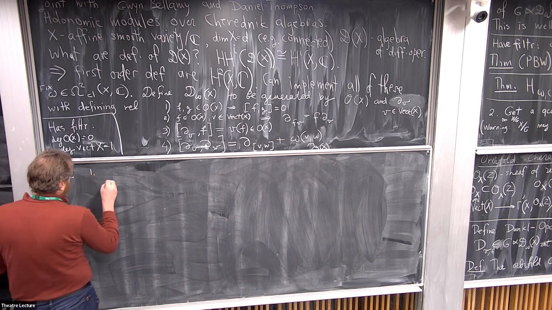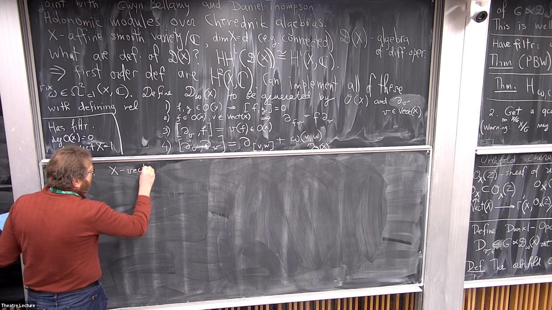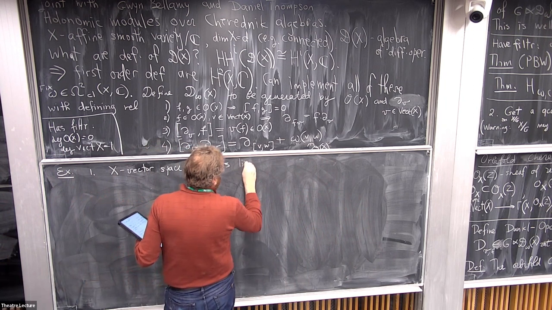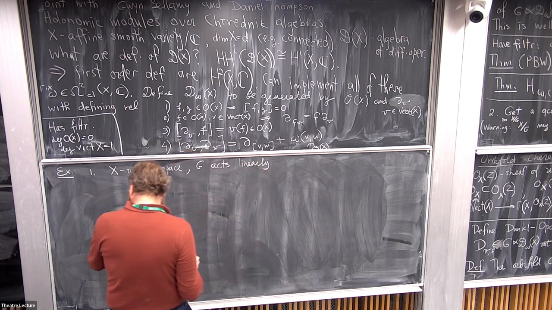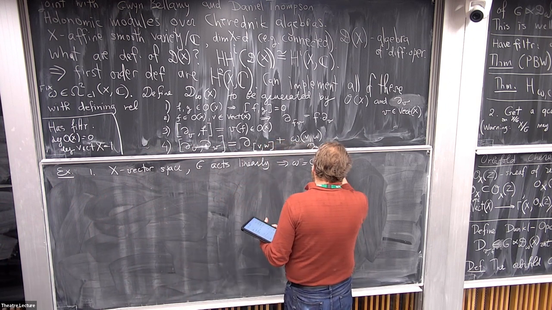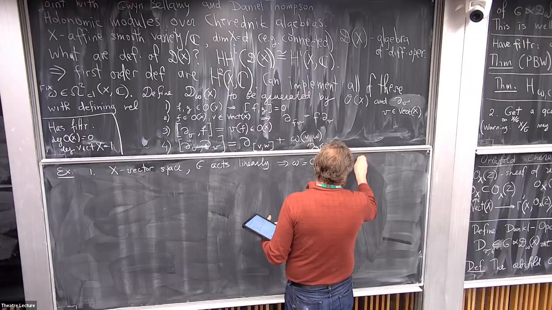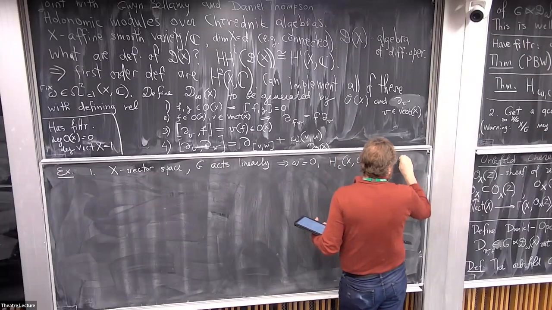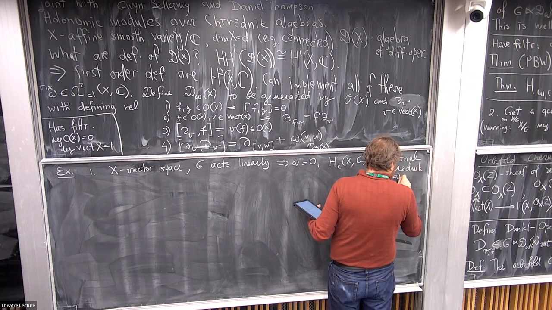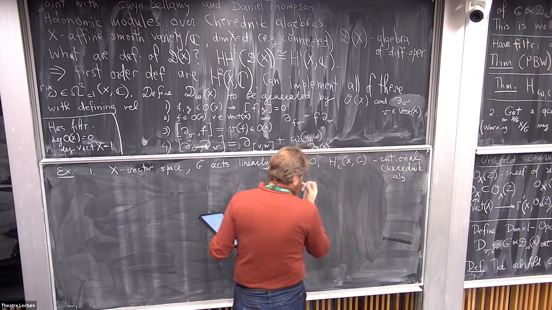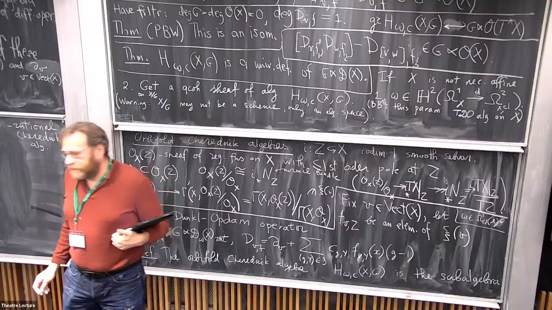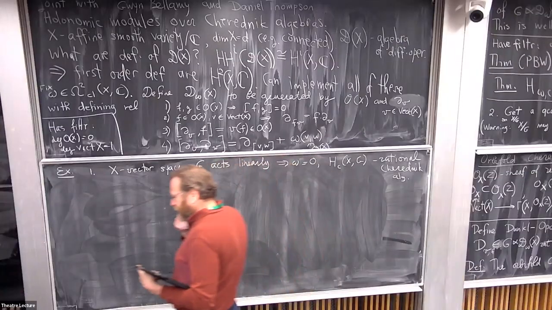So first of all, suppose X is a vector space and G acts linearly. So in this case, this omega is going to be zero, and this H_c(X, G) is what is called the rational Cherednik algebra. There is normally also a parameter t that is put in, but in this talk, t is equal to one. So I'm not considering the classical Cherednik algebra, which has a big center here.